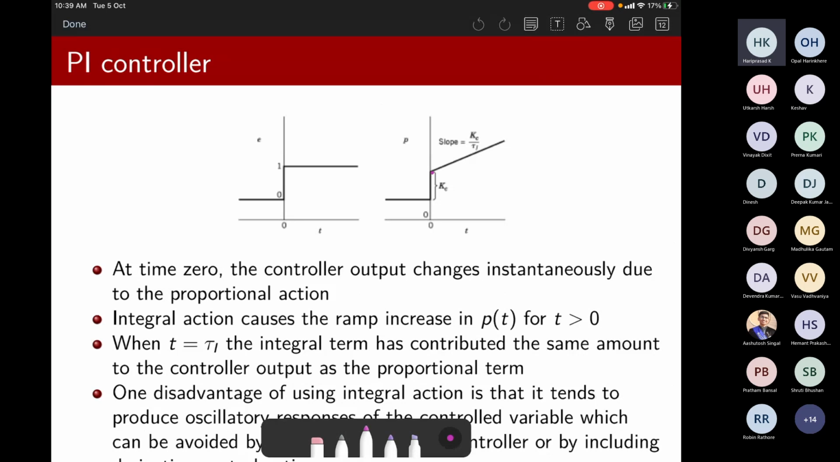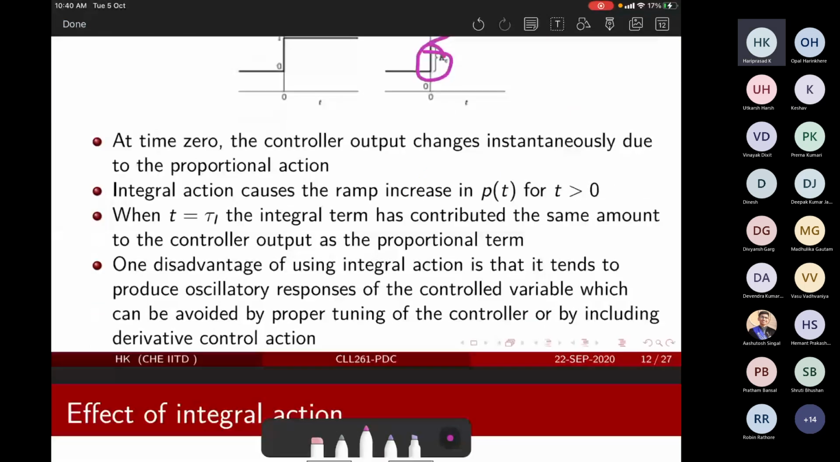Because of the integral action, your initial effect is very high. The error's effect goes into the integral term, so when you start itself, you are getting a push to the integration. So you are getting a double advantage.